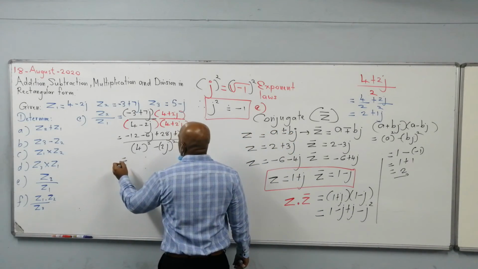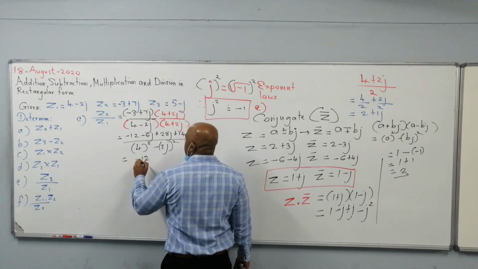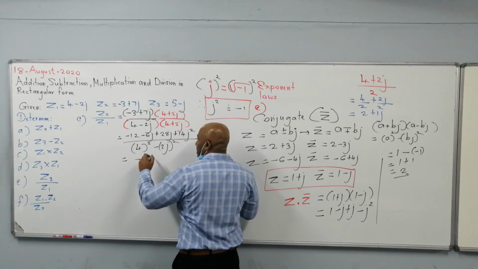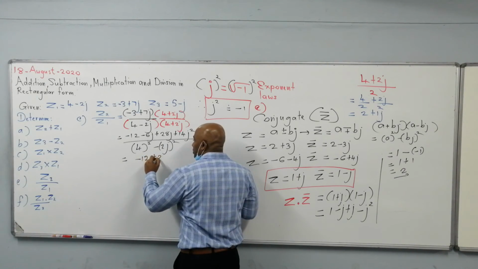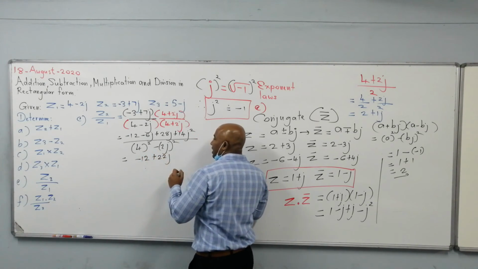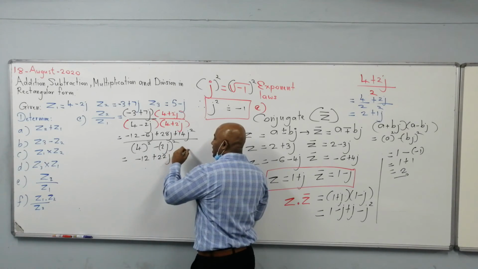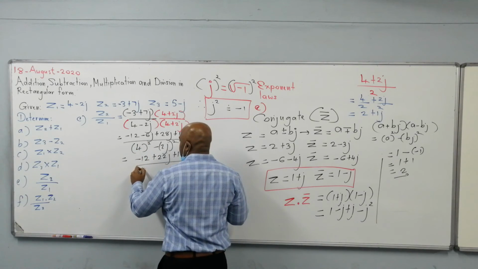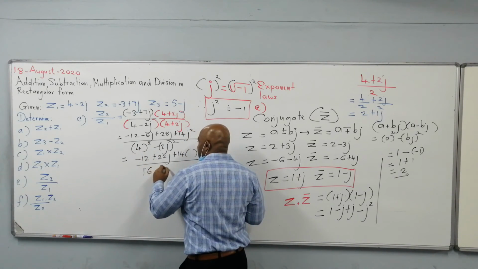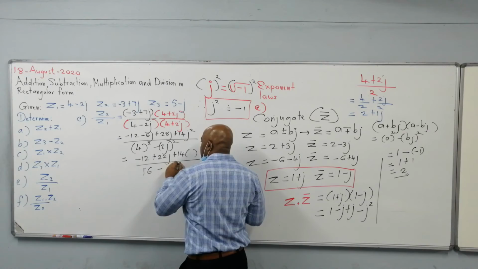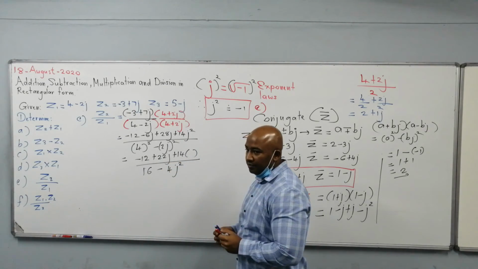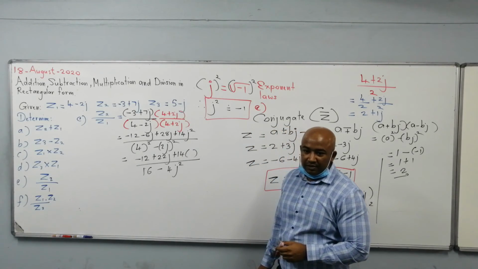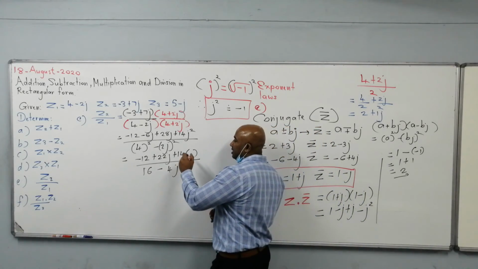So now we've got minus 12, 28j minus 6j will be a positive 22j, and then we've got plus 14 times my j squared there. Here 4 squared is 16 minus 4j squared. Okay, what is j squared? j squared is minus 1.